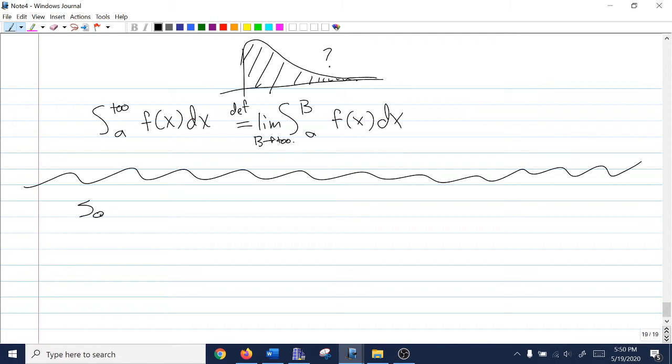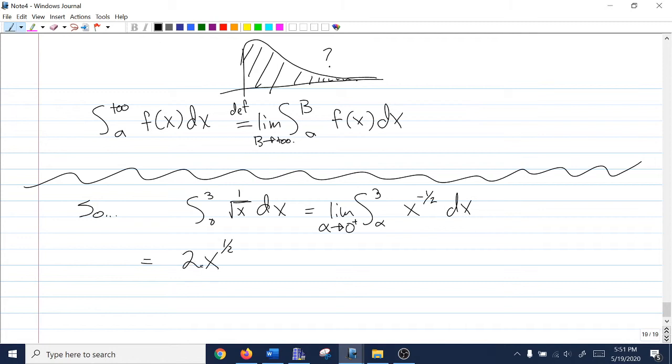So, let's try that square root one. What's the integral from 0 to 3 of 1 over square root x dx? Well, this is defined to be the limit. I'm going to integrate from alpha to 3, and I'm going to let alpha get close to 0 from the right. I'll rewrite that function as x to the negative 1/2, because that's what I'm going to need to do to integrate it. What's the integral of x to the negative 1/2? It's x to the 1/2 divided by 1/2, which is 2 root x. Now I need to evaluate that from alpha to 3, and then I still need to take a limit as alpha goes to 0 from the right.